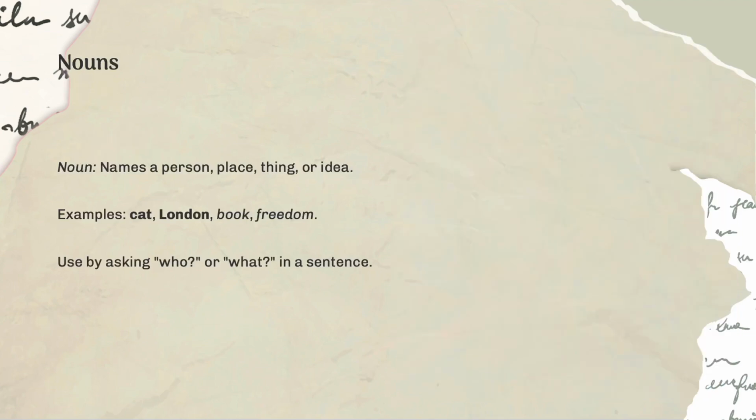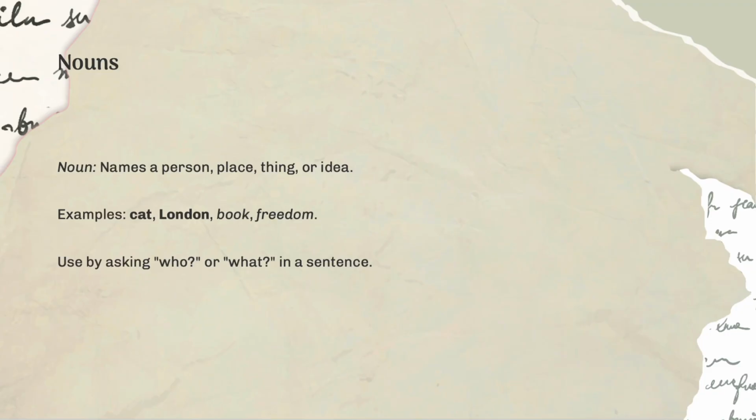Topic 1. What are nouns? Nouns are names of a person, place, thing, or idea. So that could be a cat or an animal of any kind. London, because that's a place. A book, because it's a thing. Or freedom, because it's an idea.